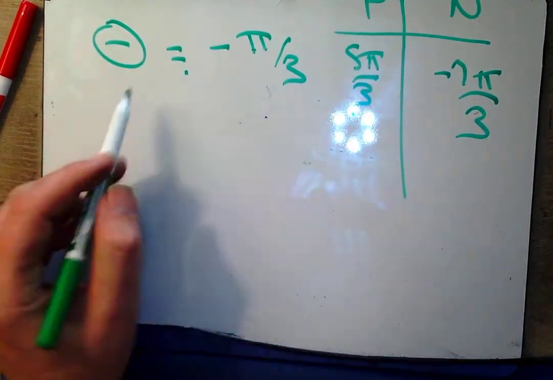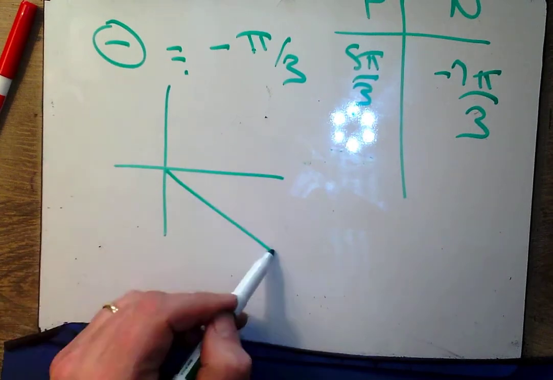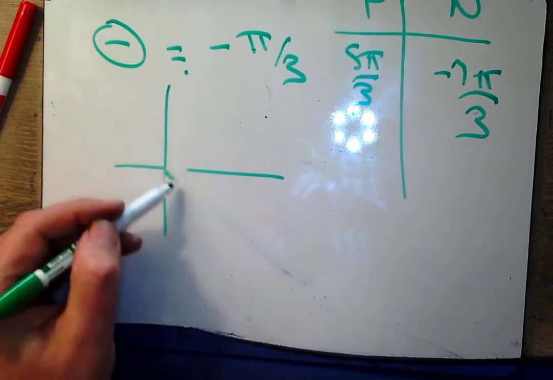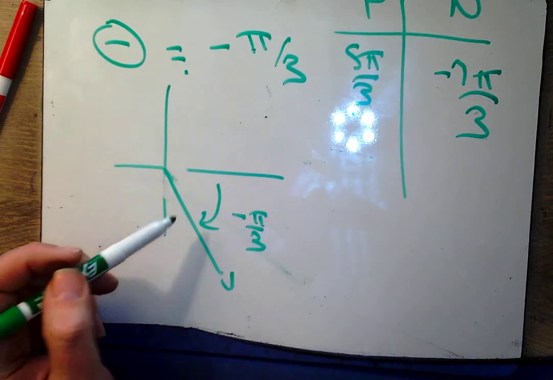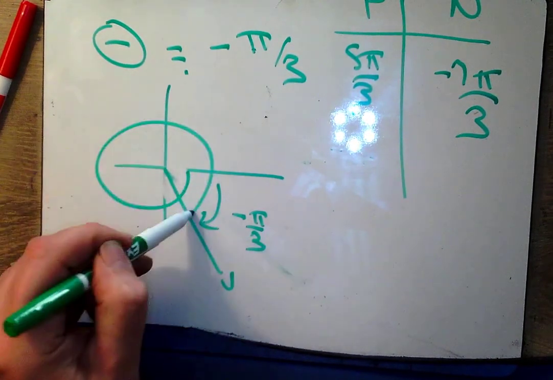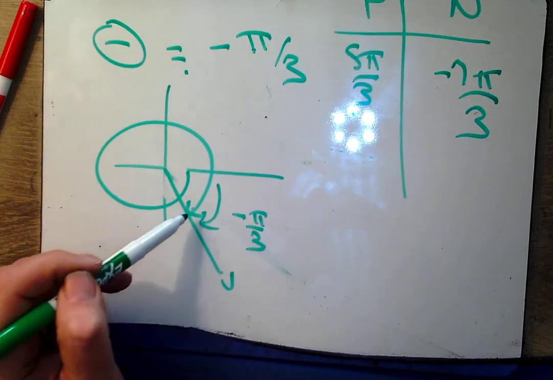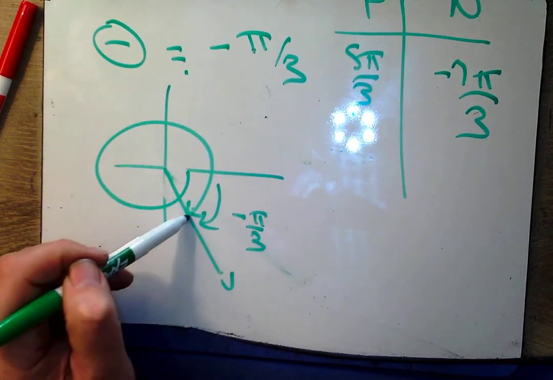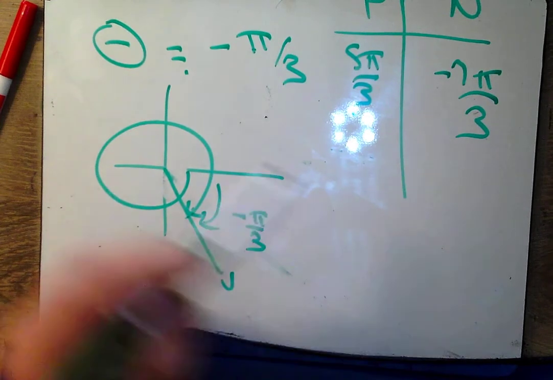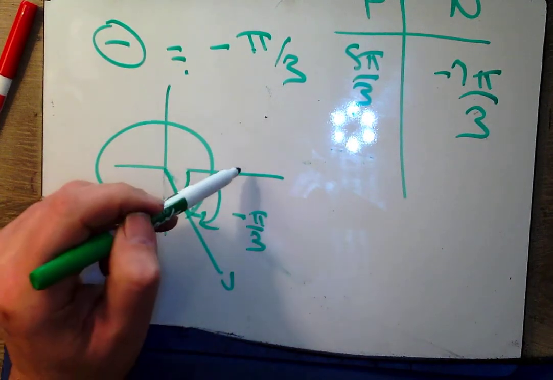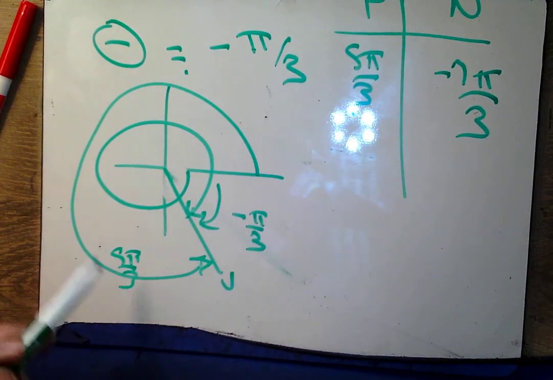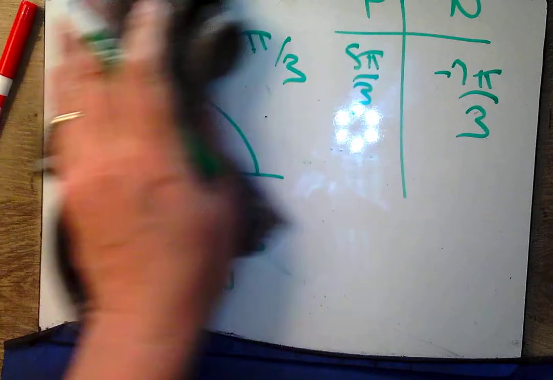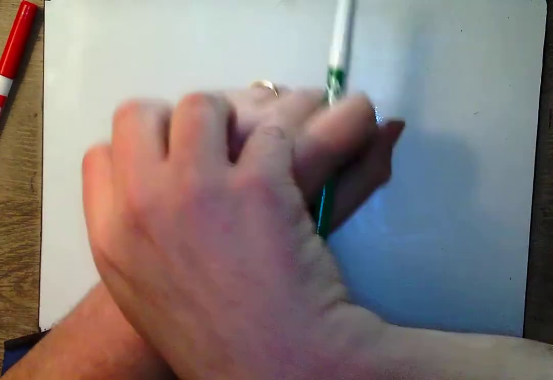Let's try again. Okay, so here's our angle. Negative pi over 3. And I'm looking for something coterminal to that. There we go. So that's my negative 7 pi over 3. Good. And if I just go in the positive direction from here to meet this, that's my positive 5 pi over 3. Okay, good. So, positive, negative, coterminal angles.